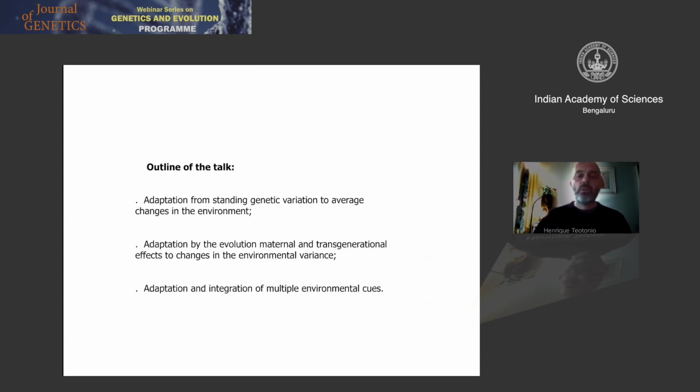So today I will talk about three or four different stories that we've done in the past 5 to 10 years in the lab. One is about adaptation from standing genetic variation to average changes in the environment. The second part will be to explain how adaptation can occur by the evolution of maternal and transgenerational effects when populations face changes in the environmental variance. And finally, briefly, I'll mention adaptation and the integration of multiple environmental cues.